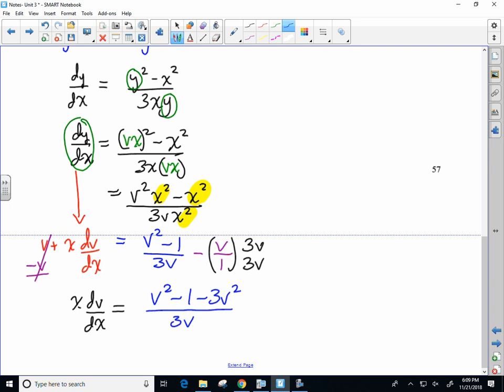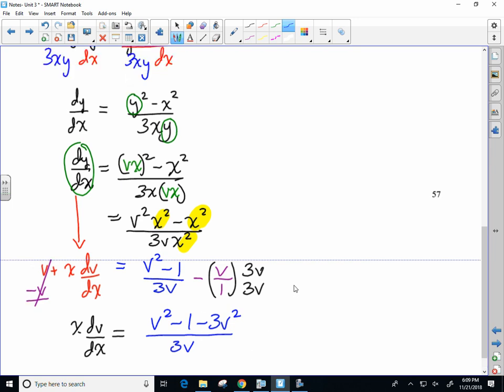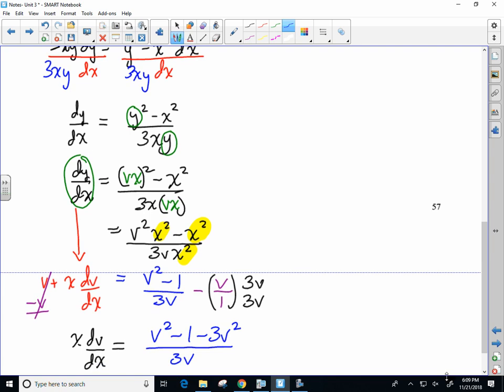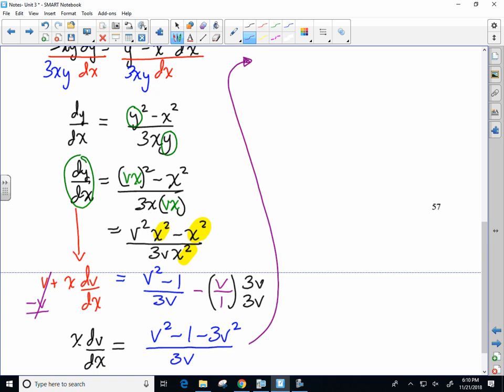All right. Now we have to do a little bit of housekeeping. There's some combining of like terms that can happen. I'm going to move this back up to the top for my next step. So x dv dx would be equal to negative 2v squared minus 1 over 3v.